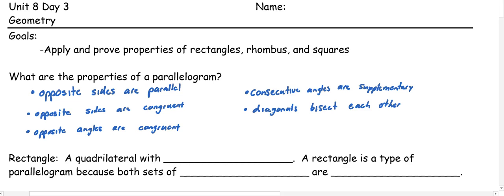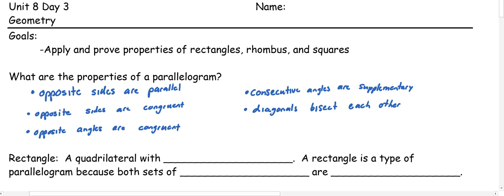This video is about applying the properties of rectangles, rhombuses, and squares. So before we get into those three shapes, let's review the properties of a parallelogram. Remember that a parallelogram has opposite sides that are parallel, opposite sides congruent, opposite angles congruent, consecutive angles supplementary, and diagonals that bisect each other.